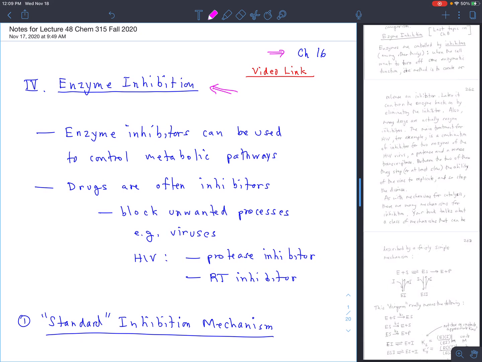So enzyme inhibition is important because it's a way you can control the enzyme. Enzymes control how a metabolic pathway works, what pathway gets taken, but sometimes you don't want that pathway to be on. Sometimes you want it to be off. You want to be able to control it. And an inhibitor, a natural inhibitor that's actually produced by the cells themselves, is one way to do that.